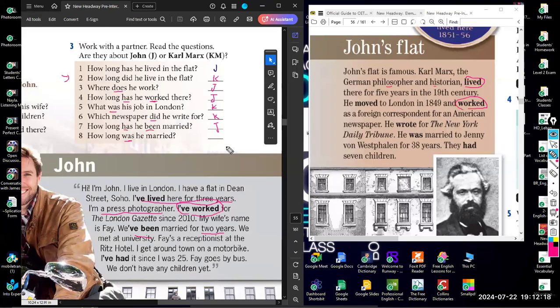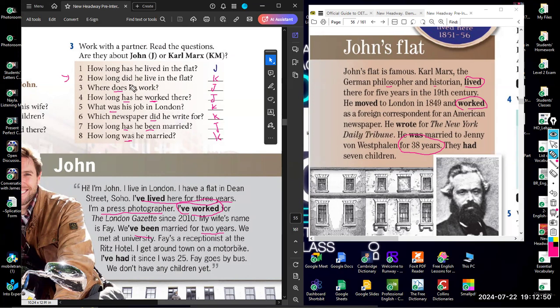So, guys, we have the final question, which is: how long was he married? This is about whom? Karl Marx. Yeah, exactly. Now, the answer is what? How long was he married? He was married for 38 years. Exactly. So this is for Karl Marx.